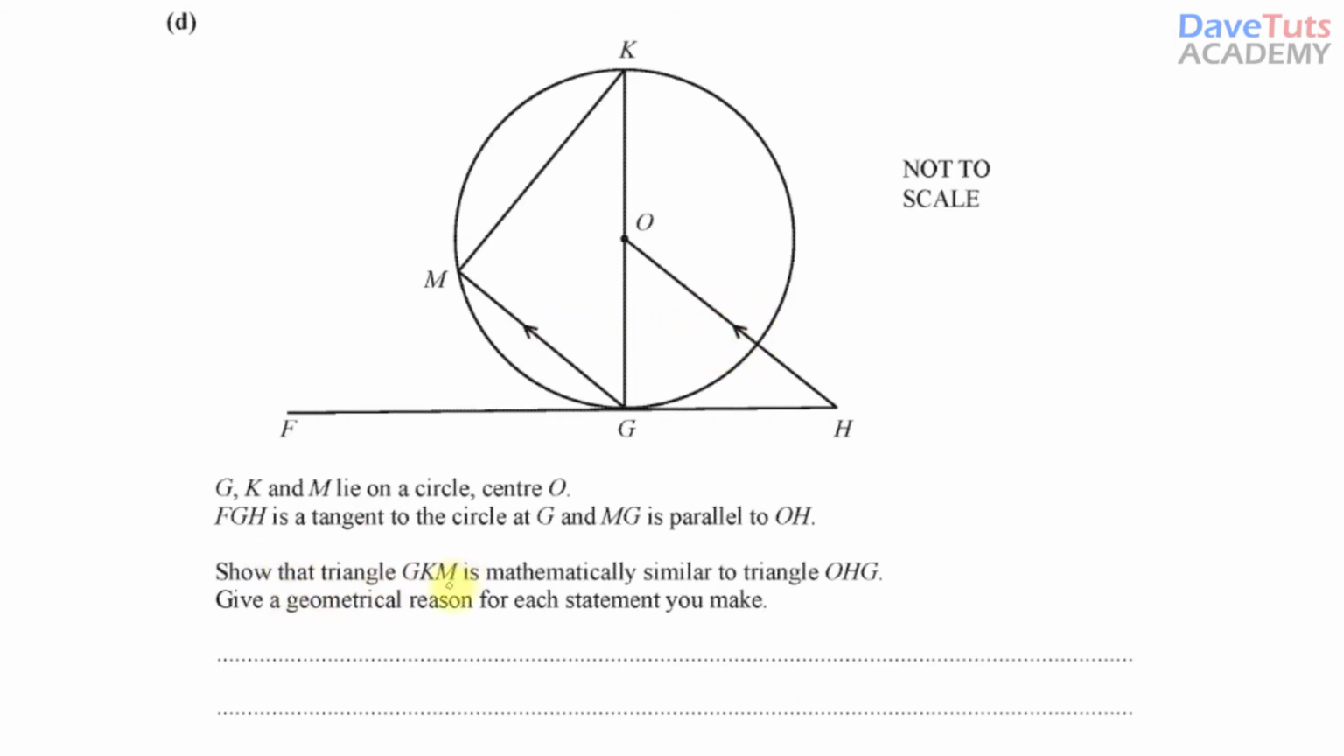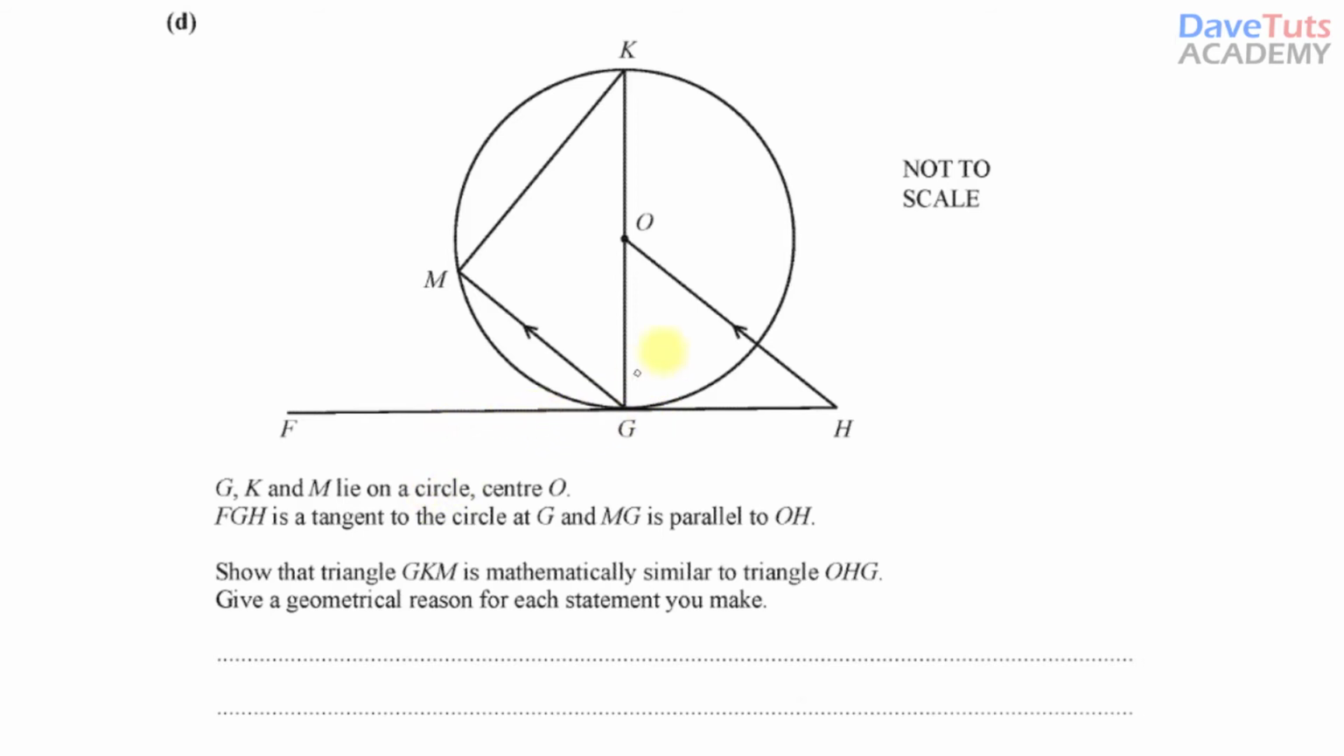So we have to show that triangle GKM is mathematically similar to triangle OHG. And we have to give a geometrical reason for each of the statements that we are going to be making in this particular case. Okay, that's quite interesting. Let's look at this and let's postulate what we can get.